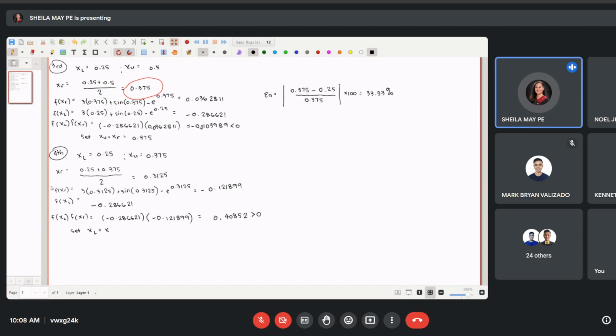So for the function of our x sub R, 3x plus sine x minus e raised to the power of x. So that would be 0.3125. Yes, that's 0.121899. But we have the same function of x sub L, right? Same as earlier. 0.286621 multiplied by 0.121899.